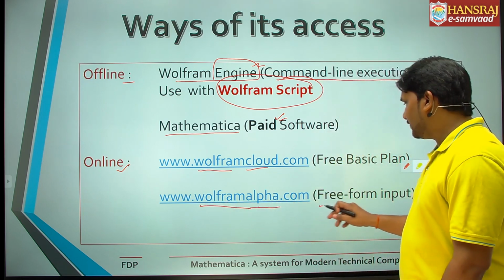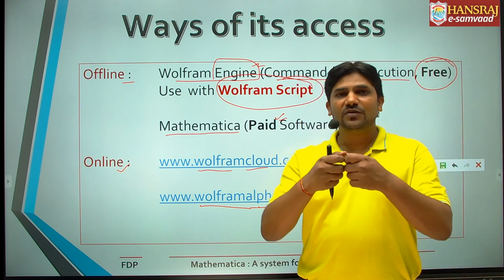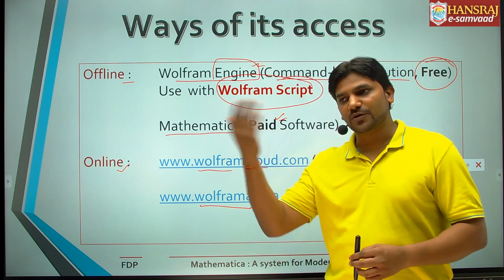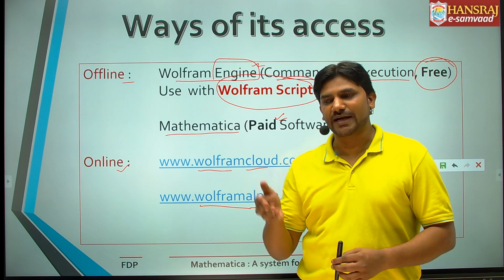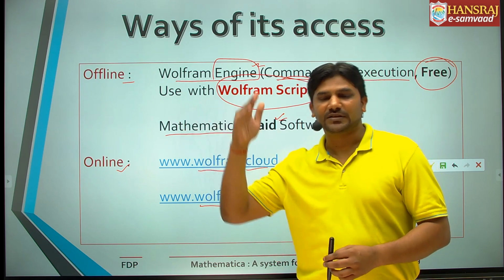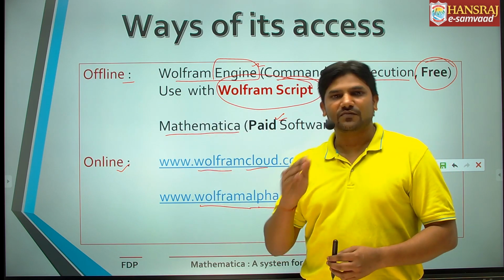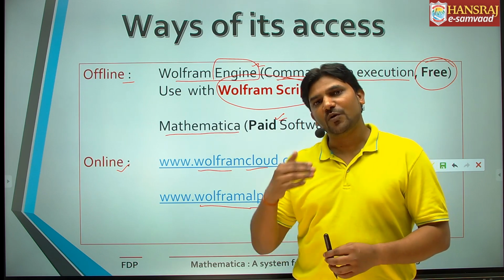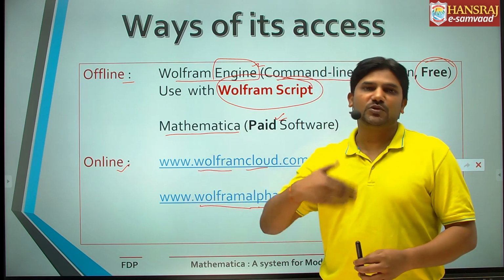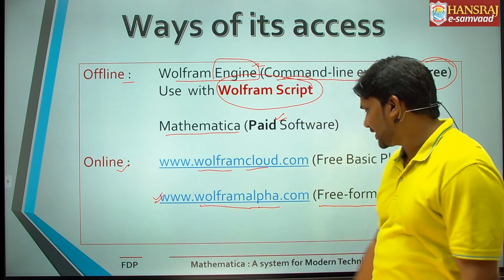Wolfram Alpha is basically a free-form input platform in which you can directly write in the English language. For example, you want to plot sin x from some limit to limit. So you just need to write it, plot sin of x from something to something. So for example, minus pi to pi. So I will just write plot sin x from minus pi to pi. It will automatically convert your language to the mathematical language, and it will show you the output. So that is the good thing about Wolfram Alpha. You need to go to that.